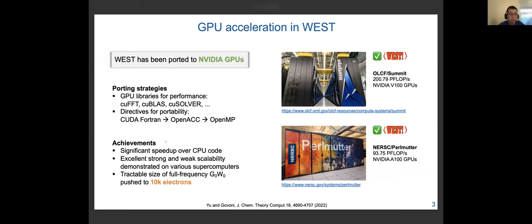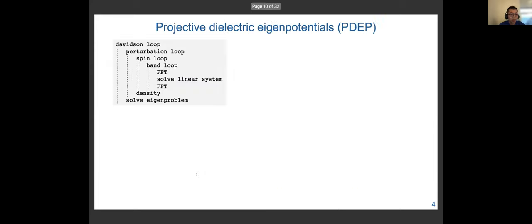In terms of achievements, we are able to get a big speedup by using GPUs over the CPU-only version, which I'll show you in a minute. The code scales very well on GPU supercomputers, including Summit, Perlmutter, and ThetaGPU. And one of the largest GW calculations we have done using the GPU version consists of over 10,000 electrons. Next, I will talk about some examples of how GPUs are being utilized in the West code.